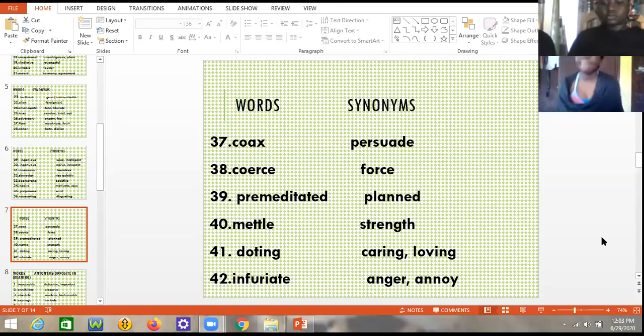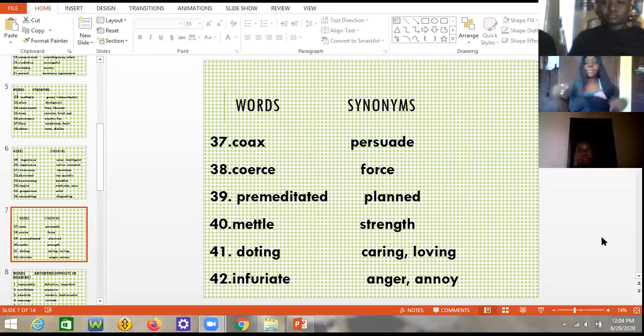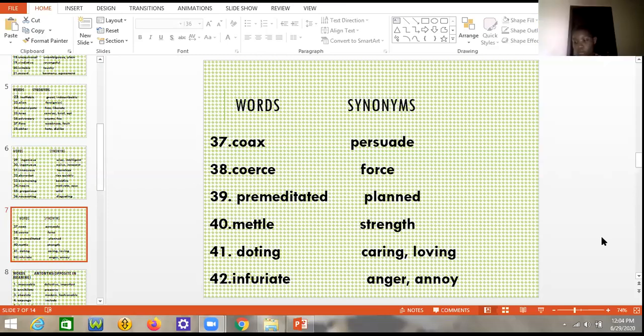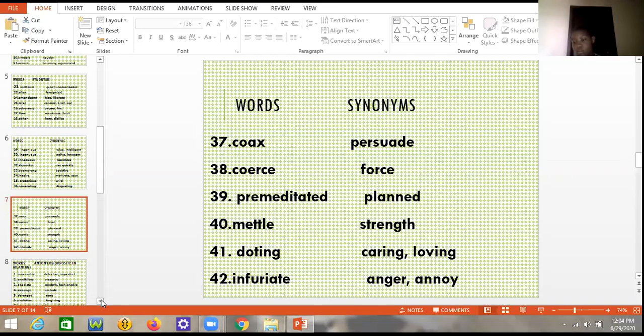Now the next word, 42, infuriate. Another word for it is anger, annoy. Most of these words are adjectives. There are other ones that are nouns, or you can change them to noun or verb.